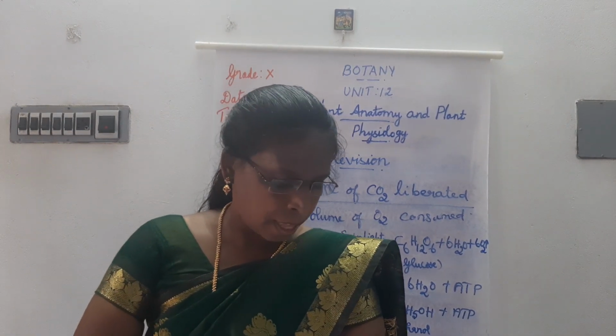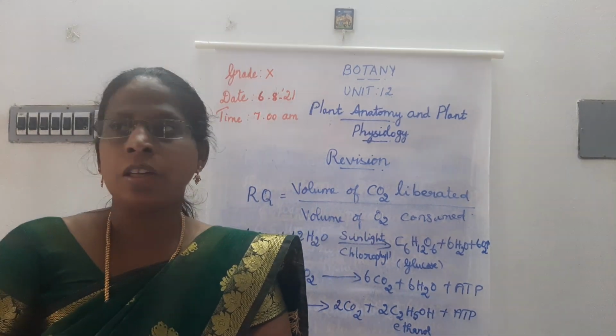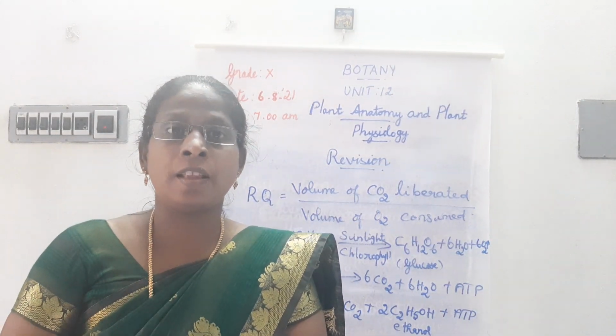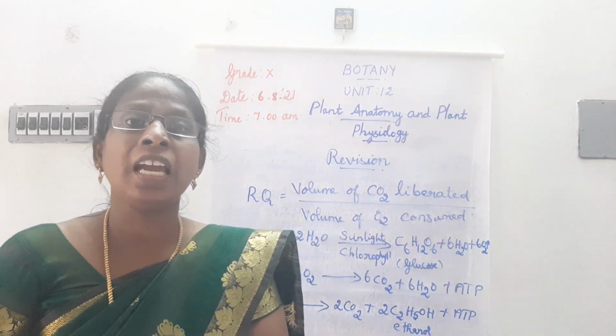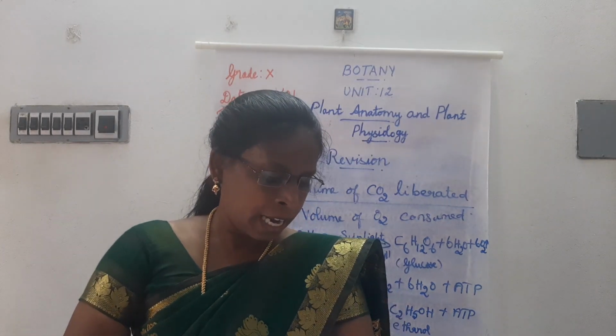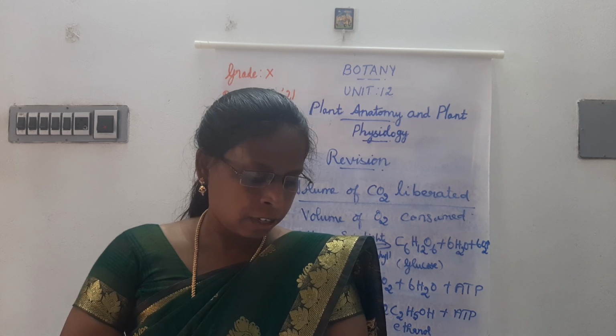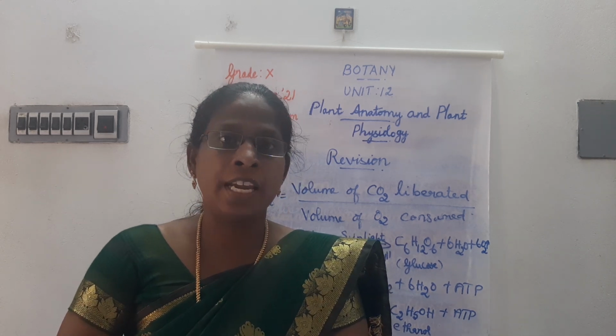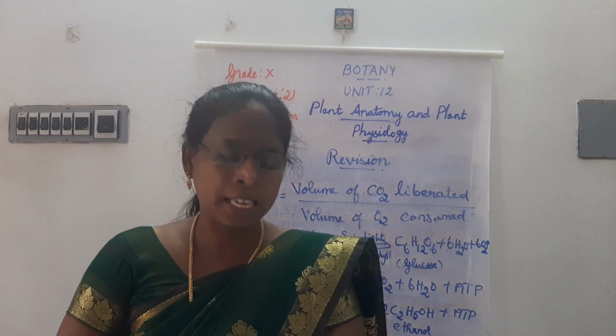Casparian strips are present in the dash of the root. Casparian is the thickening present in the endodermis. The endodermis of the stem. The endodermis is the characteristic feature of the stem.